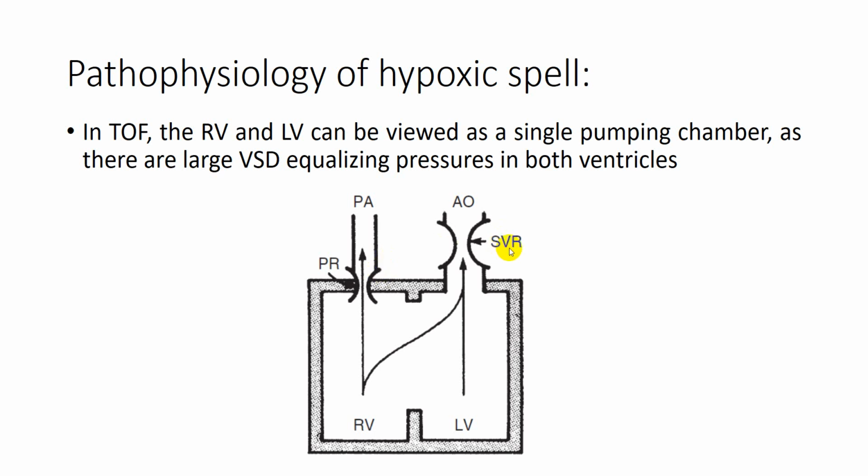So to treat the spell, you need to reverse the mechanism. I mean, increase the systemic vascular resistance, increase the intravascular volume, decrease oxygen consumption by providing oxygen and relief of pain and anxiety, and try to decrease the severity of the RVOT obstruction, decrease the tachycardia, and increase the amount of blood that returns to the RV, to push more blood to the pulmonary circulation.